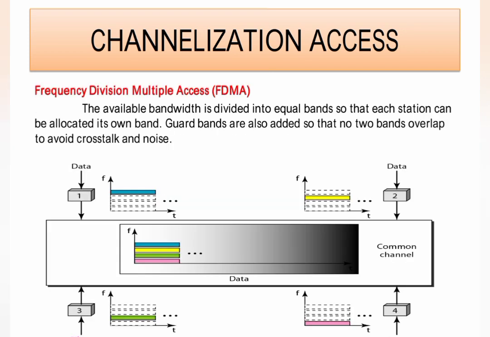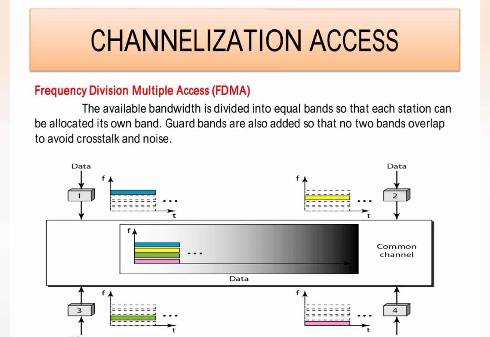The first one is FDMA, the frequency division multiple access protocol. Here the available bandwidth is divided into equal bands so that each station can be allocated its own band. We can see in the diagram that four stations are ready to transmit the data. In frequency division multiple access, we divide the frequency bandwidth into different equal bands, and we allocate an equal band to each and every station.